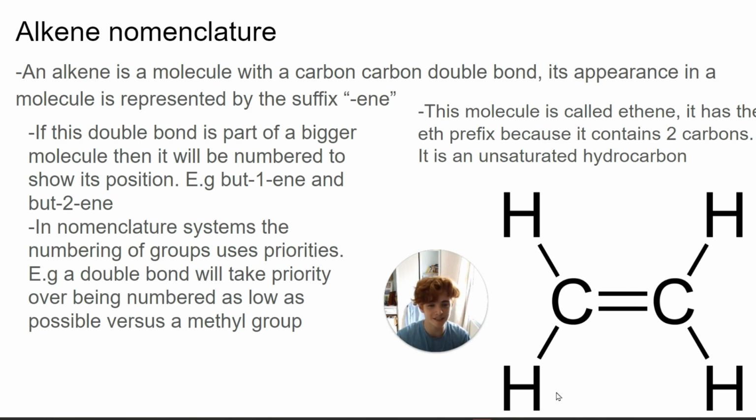This molecule here is the simplest alkene. It is known as ethene. You'll notice 2 carbons and the prefix eth. The reason this is the simplest hydrocarbon is because you can't have a carbon-carbon double bond and only have 1 carbon. That just doesn't really work.